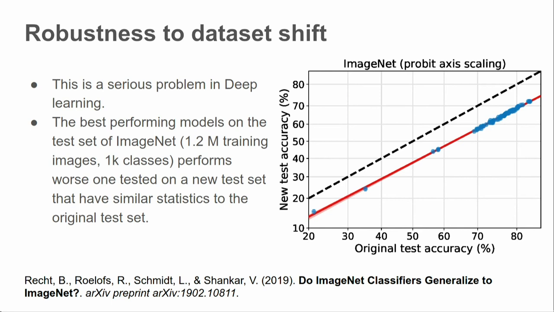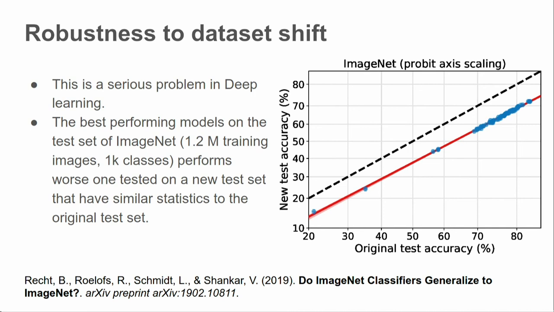This is a really big problem in robotics for us, because if you get what they did here, they tried to build an identical test set, not identical in the sense of the same images, but the same statistics, and they still have a drop in performance. So in robotics, we should be interested in this, because it can cause catastrophic problems later.